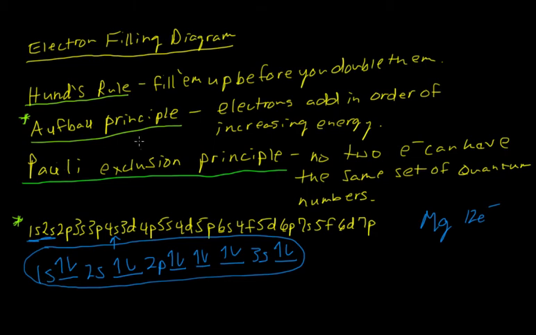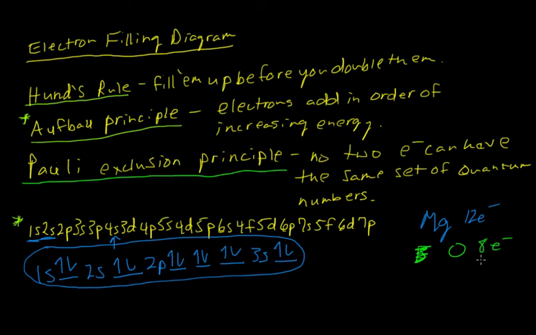Okay, so the orbital filling diagram is where you actually draw in the electrons. So let's do another example. Instead of magnesium, let's look at boron. Actually, no, let's not do boron. Let's choose something a little bigger. Let's do oxygen. So oxygen has 8 electrons.